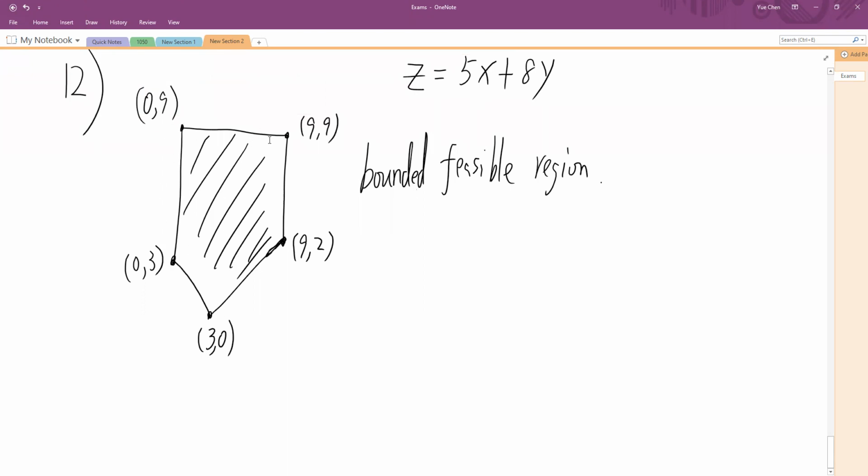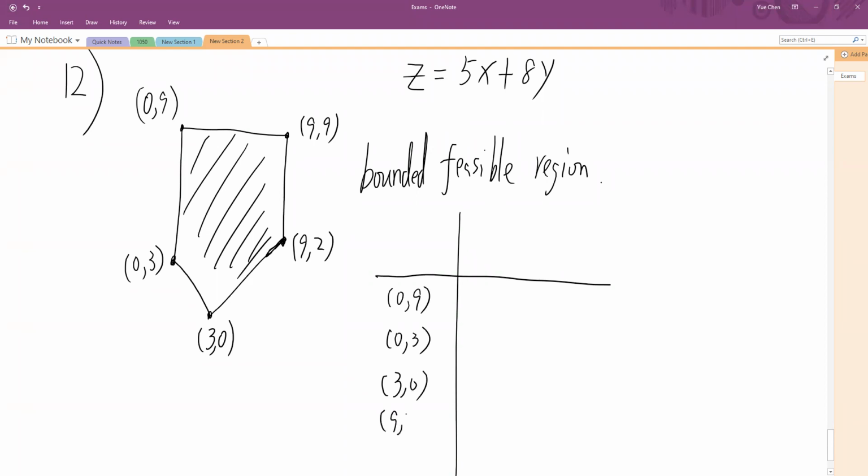We have 1, 2, 3, 4, 5 corner points. So we just need to plug in these 5 corner points into the objective function to see which number is the largest one, which number is the smallest one, right? So we make a table. The first column, write down the corner points. Let's write down the corner points counterclockwise. And this is the z value. Z equals what? Z equals this one, right? 5x plus 8y. So we plug in.